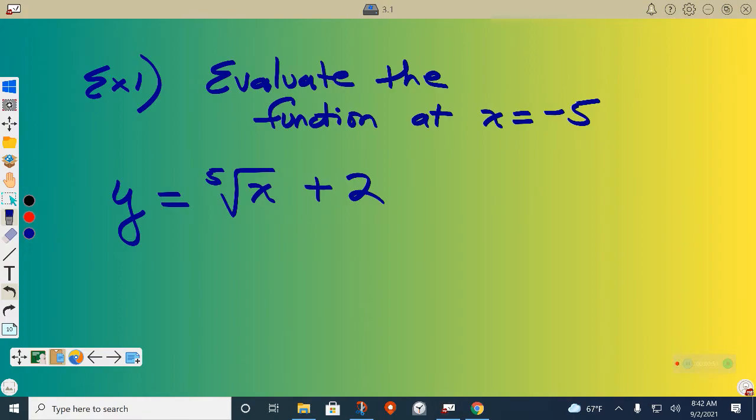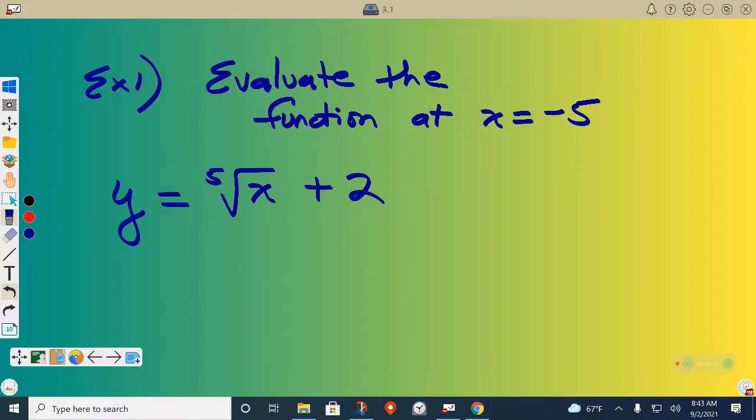This is a function here because we have two variables. Y equals, you do something to x, in other words, you take the fifth root of x and then you add 2 to it. What phenomena does this function model? I have no clue. I did not state what it models. We talked about that yesterday, what functions model. This is just a function. We don't know what it models.